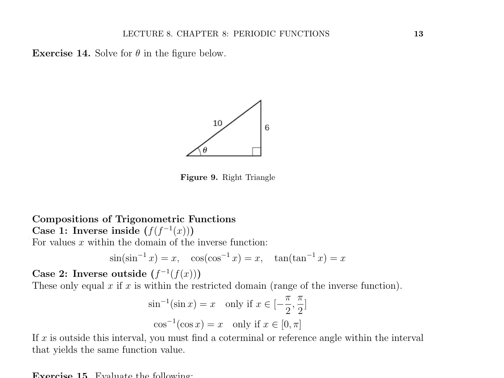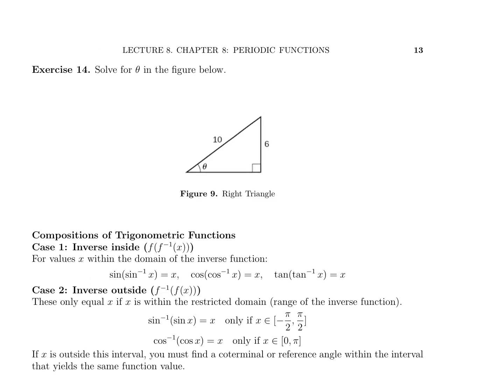So for example, here they're asking us to find the measure of the angle theta. In order to find that, we have to determine which trig function is appropriate. In this case, it's going to be sine. So sine of theta is equal to the opposite, which is 6, over the hypotenuse, which is 10. Since we're solving for theta, you have to take the inverse of both sides of the equation. You end up getting theta equals inverse sine of the ratio 6/10.